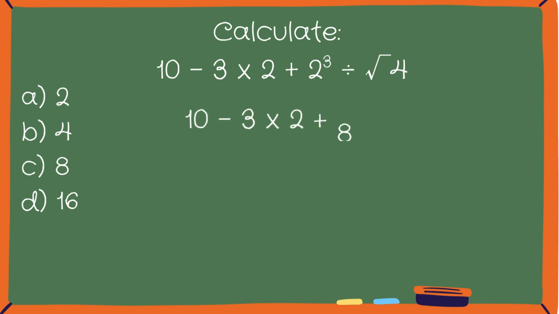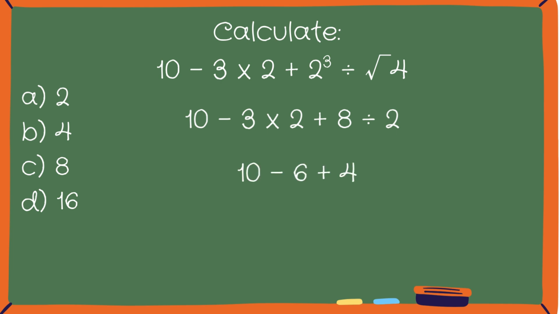Okay, so far so good. I don't think there's any problem. The square root of 4 is 2. Very good. So it's now like this. 10 minus 3 multiplied by 2 plus 8 divided by 2. As I was saying, I'm going to start with these operations, multiplication and division. So look, I'm going to write it. 10 minus 3 multiplied by 2, which equals 6, plus 8 divided by 2, which is 4.